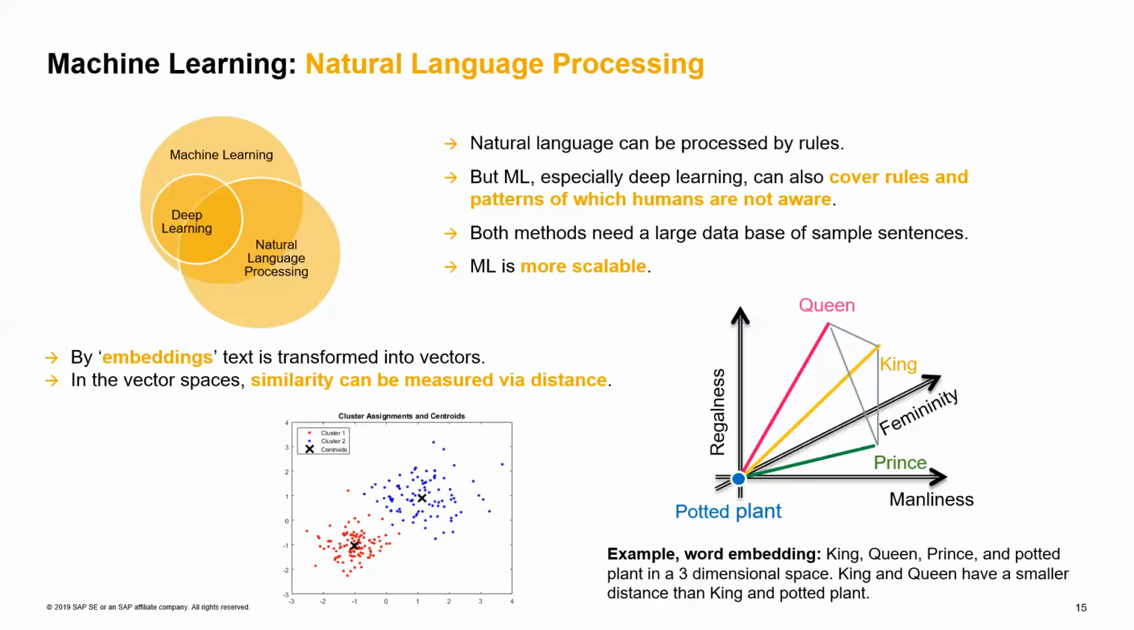So you can see in this context, queen and king are close to each other, prince is a little further away, and the potted plant, which is neither male nor female nor royal, is here in the origin and has a further distance to king and queen. And that's how a machine can make sense out of words. And you can do more abstract things to a whole sentence and thereby understand the meaning of the sentence and similarity of sentences.